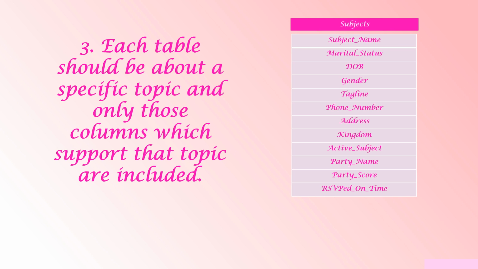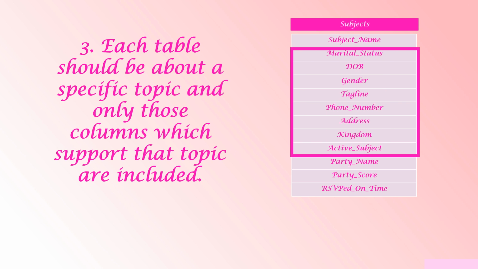The normalization rule being broken here is each table should be about a specific topic, and only those columns which support that topic are included. So in Norma's subjects table, we have subject personal information like marital status, date of birth, gender, tagline, phone number, address, kingdom, active subject. But we also have information about parties that the subject attended, like the party name, the party score, and if they RSVP'd on time.